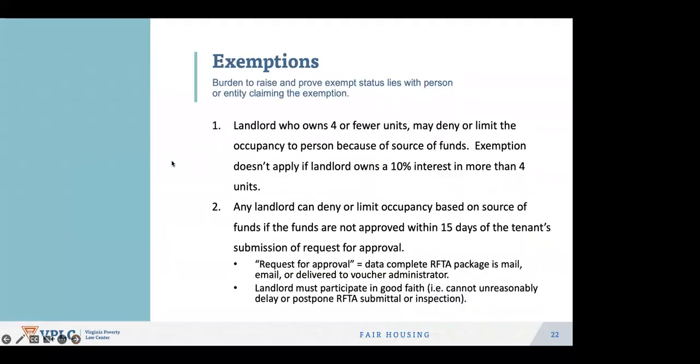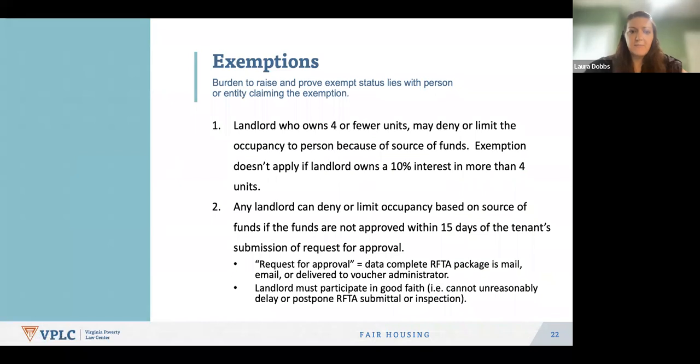So there are some exemptions to this, but the burden of proving whether this exemption applies is on the person who is asserting the exemption. So if a landlord says, well, this doesn't apply to me, that landlord has to prove that the exemption applies. So who does the exemption go to?